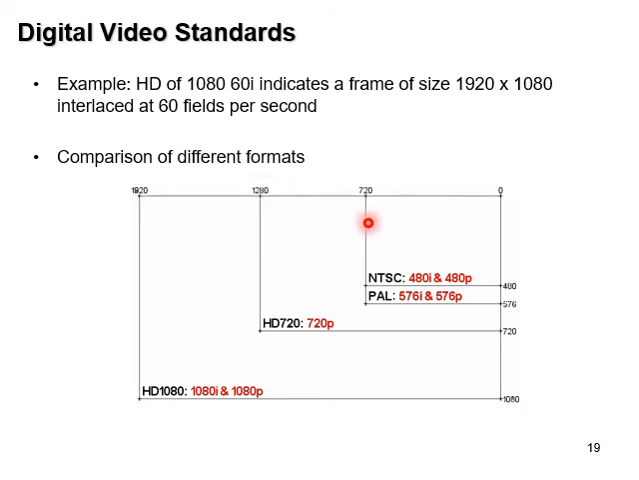For the PAL and NTSC, the story is different, because for the PAL, as we said, we have 576 lines. For the NTSC, we have 480 lines. And in both cases, in digital video, you will have 720 columns.